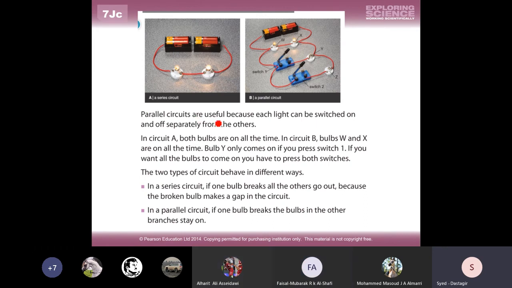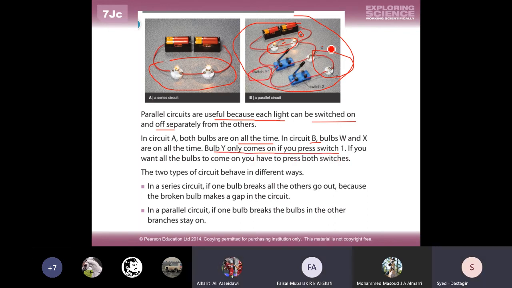So parallel circuits are very useful because, like Harith said, a light can be switched on and off separately from the others. As you can see here, some of them are on and the others are off. In circuit A, both bulbs are on all the time. In circuit B, bulbs W and X are on all the time. Bulb Y only comes on if you press switch 1.